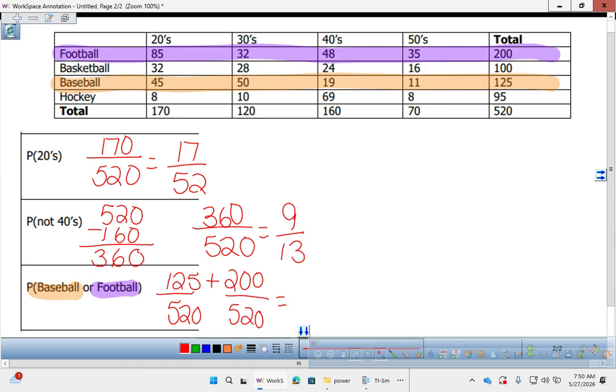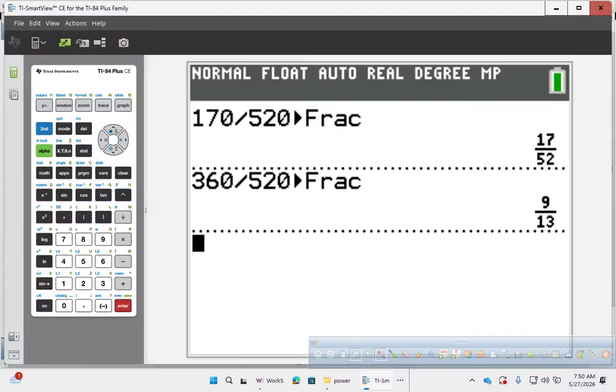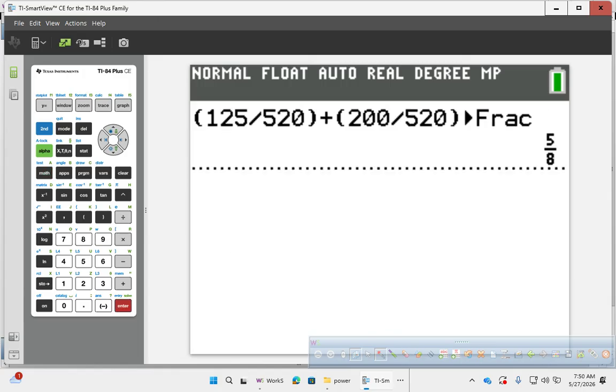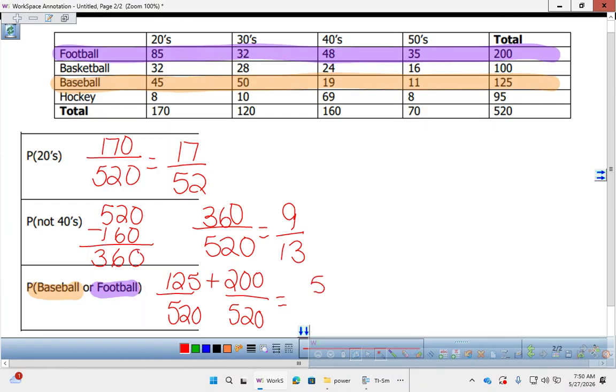All right, you can type this into your calculator the exact way it looks right here, using either parentheses or the alpha y equals button and make it a fraction that way. You just want to make sure that you reduce that fraction. Okay, so after I add them together, this reduces to 5/8. So the answers for this first three would be 17 over 52, 9/13, and 5/8.